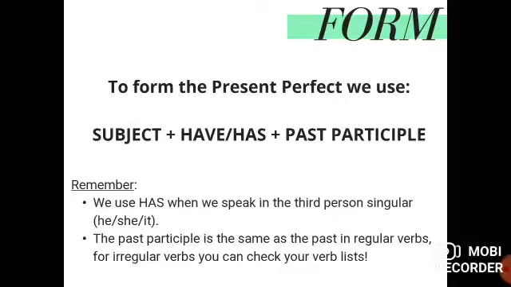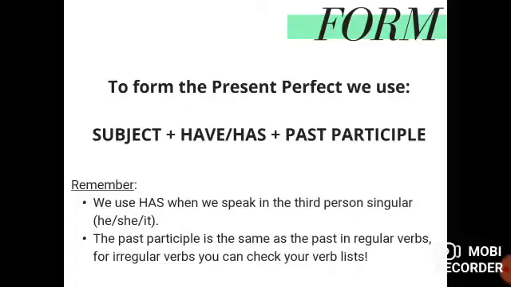So let's pay attention to the form now, yes? How we build the present perfect. We are going to use the subject in the beginning of the sentence, then have or has, depending on the person, and the past participle of the verb.